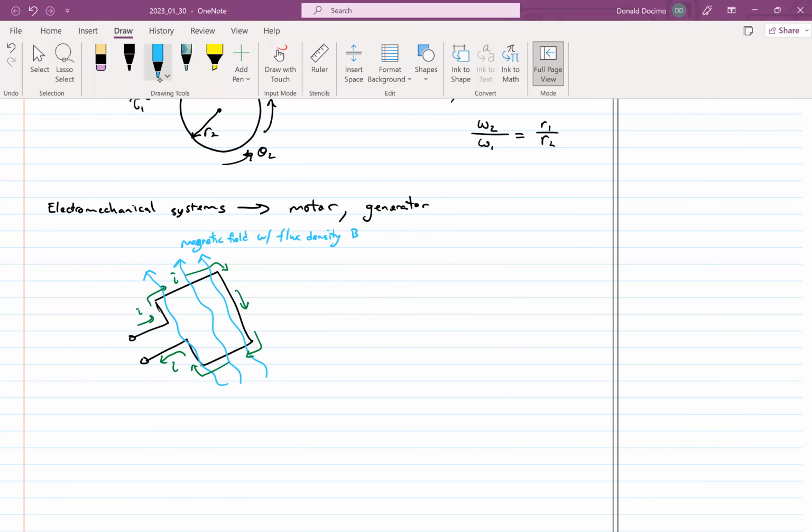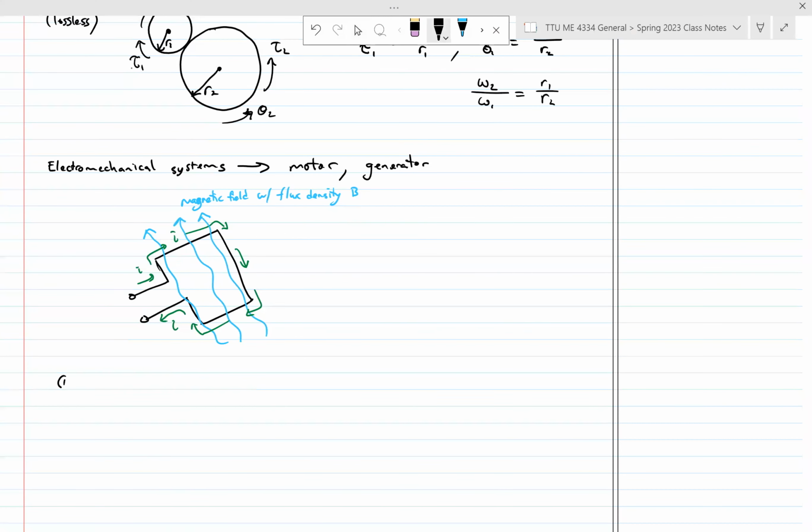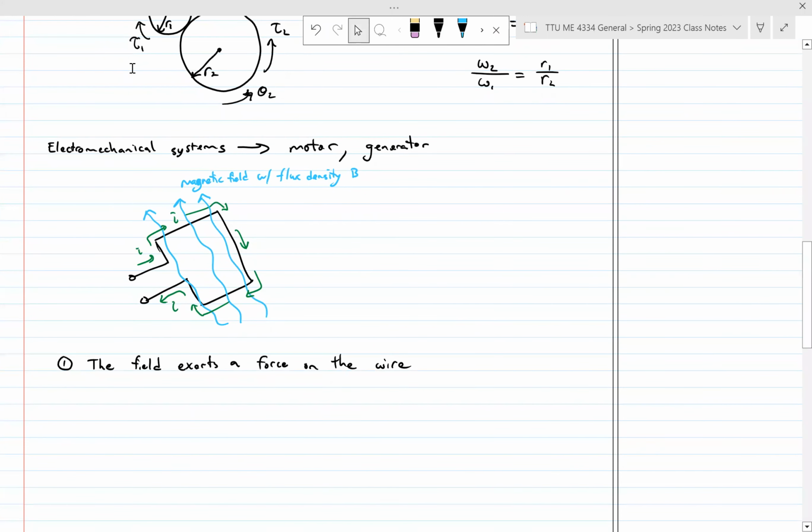And the basics of motor operation say there are two rules. The first rule says that the magnetic field exerts a force on the wire, the conductor, where the direction of that force is determined by the right-hand rule. So essentially the relationship between the direction of current and the direction of that magnetic field.